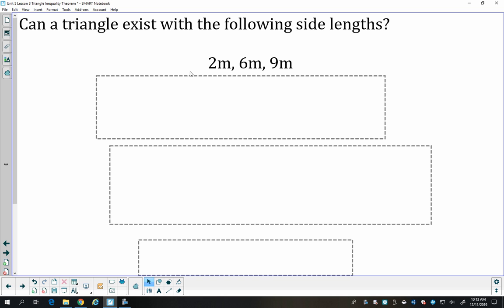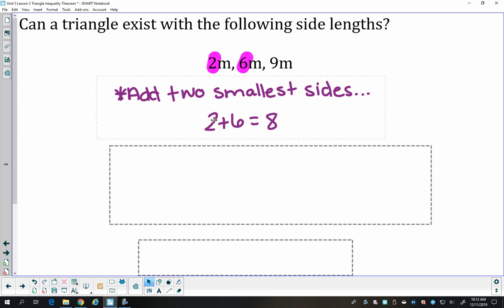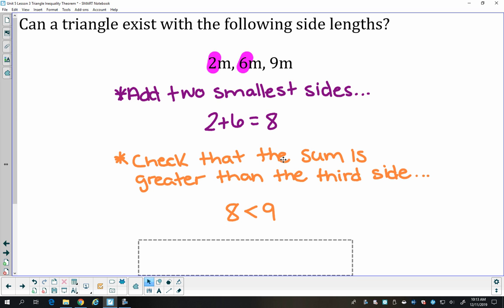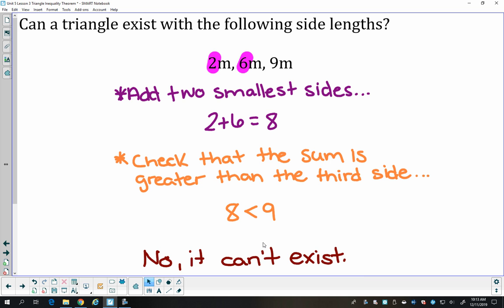Let me do one more. I'm going to pick out my two smallest sides, 2 and 6. Again, I've put them in numerical order, but just be careful, it's not always going to happen. So 2 and 6, when I add them together, makes 8. I'll compare that sum, 8, to my third side, 9. 8 is less than 9, so the sum of my two sides is less than the third side, and I would not be able to make a triangle with those three side lengths. So a triangle with sides 2 meters, 6 meters, and 9 meters could not exist.